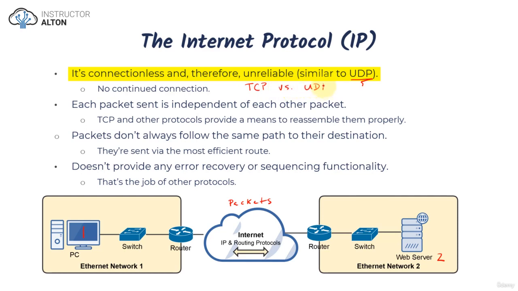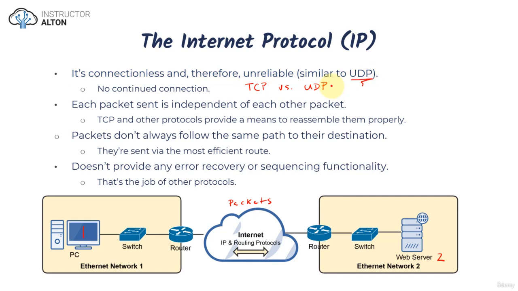So if you need something to be connection oriented, if you need it to be reliable, then you utilize TCP. But IP, it's connectionless. It fires off a packet, it forgets about it, and it doesn't care whether it's received or not on the other end. That's the role of TCP or UDP, and we're going to talk about that in the next section.